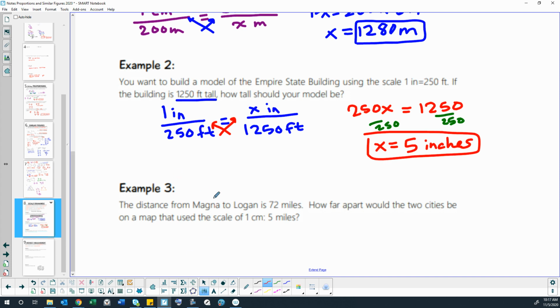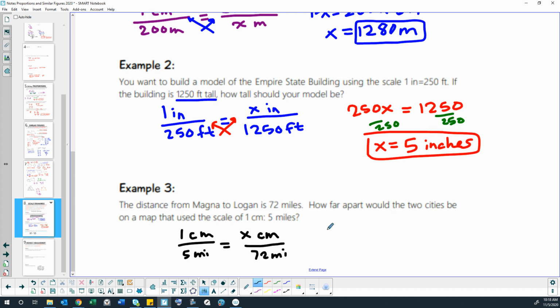Example 3. The distance from Magna to Logan is 72 miles. How far apart would the two cities be on a map that used a scale of 1 centimeter equaling 5 miles? So we have 1 centimeter to 5 miles. And we want to figure out how far apart the cities would be on a map, so how many centimeters they're going to be apart on the map. And the actual distance is 72 miles.